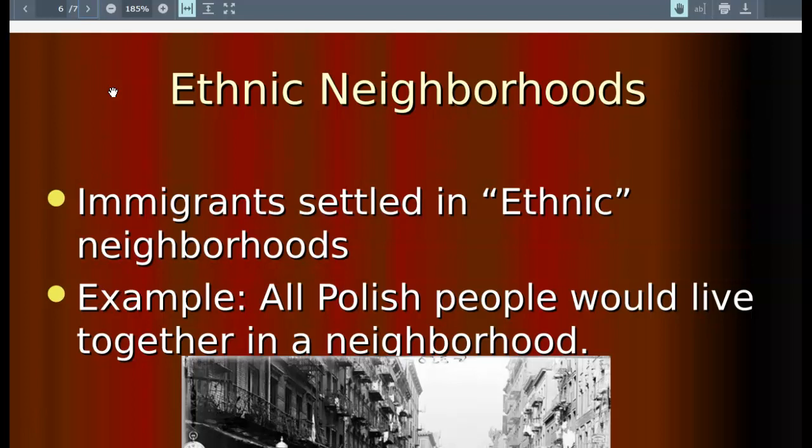But it made them feel safe, and it made them feel like they were back in their own country, even though they knew they weren't. So ethnic neighborhoods like Little Italy, and other cities have their own Little Italy. It doesn't have to be just New York City. They felt comfortable being around people who were similar to them.